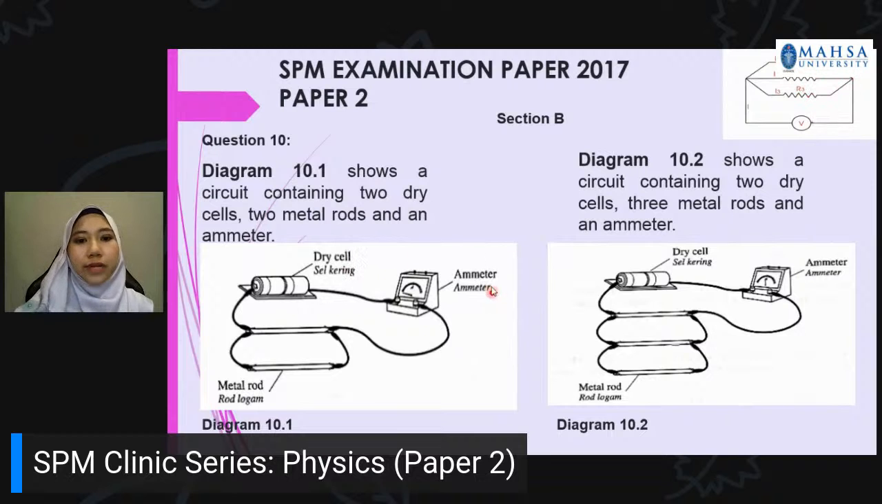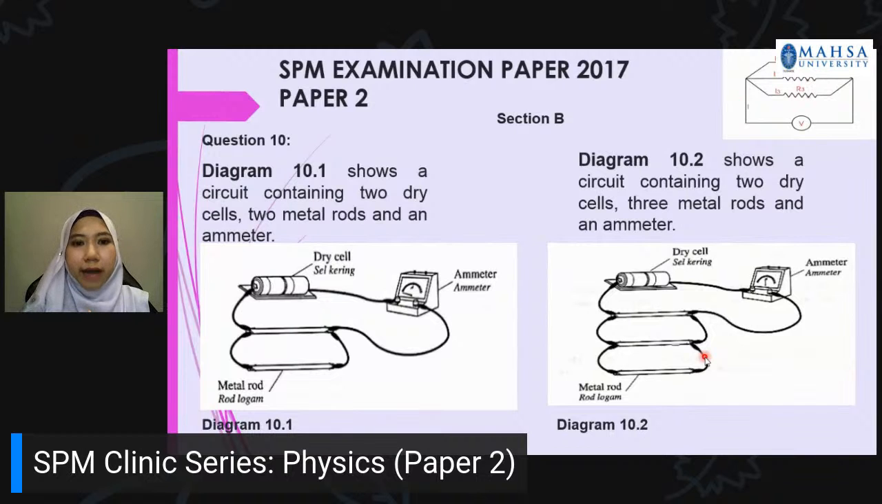Next you have the apparatus, the ammeter, for both diagrams. The function of the ammeter is to measure the current in amperes. Next you have the component, which is the metal rod. The metal rod is a conductor that allows the current to flow in your circuit, so you can calculate the resistance of the conductor. The conductor is a good electric conductor, which has low resistivity.